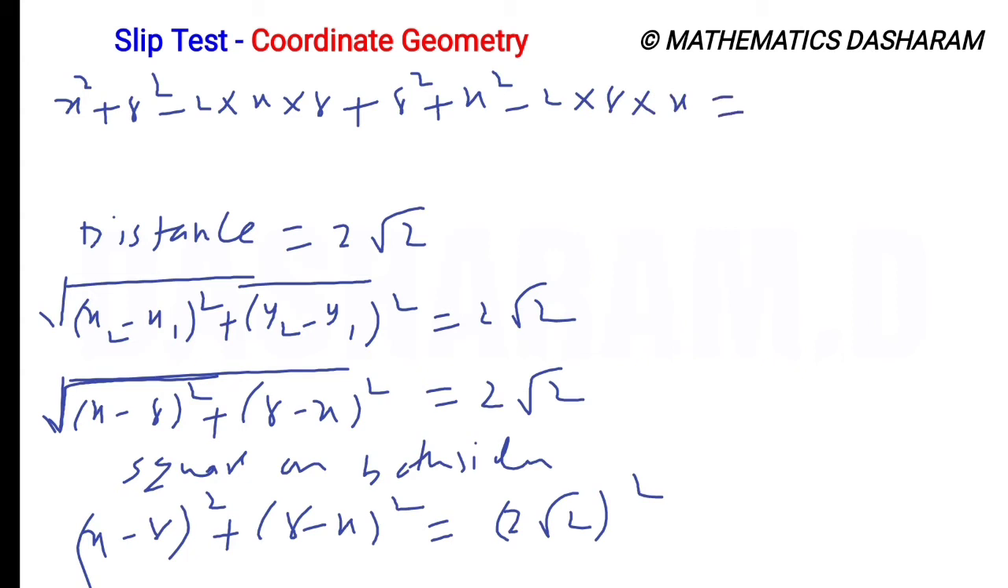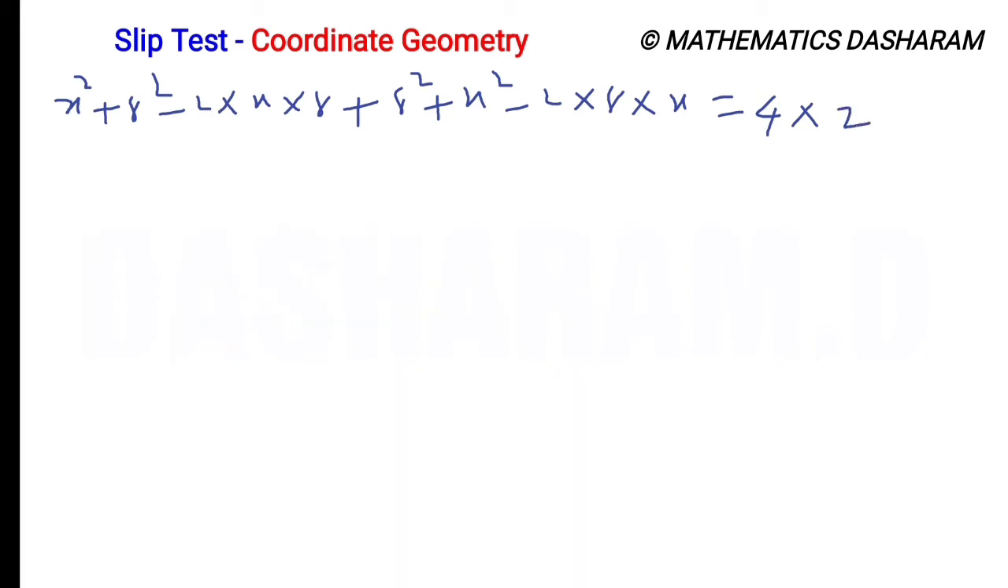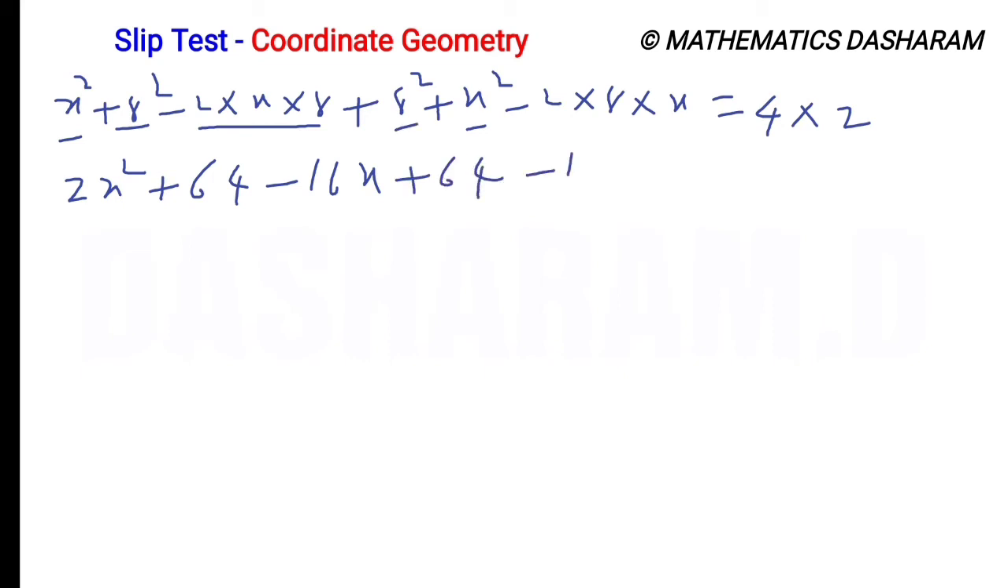Now apply the square for 2. So 2 square is 4. Apply the square for root 2, that is 2, so x square, here x square, that is 2x square. Next, 8 square is 64 minus 2 into x into 8 is 16x. Next, again 8 square, answer is 64, and 2 into 8 is 16x.